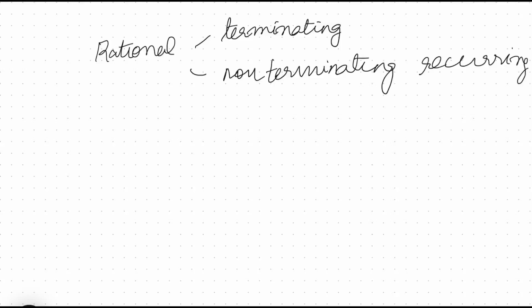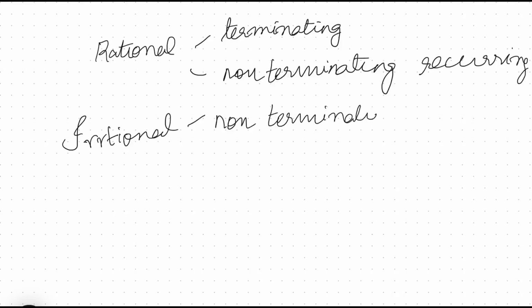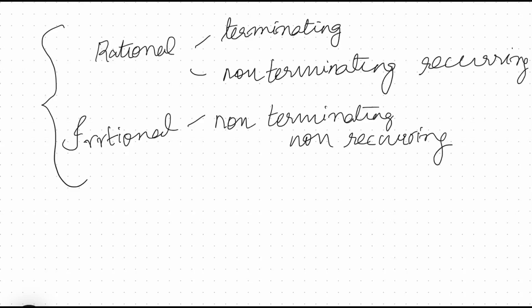On the flip side, when you have an irrational number, the decimal expansion is non-terminating and non-recurring. Both of these numbers are called real numbers. Out of these real numbers, let's first look at rational numbers.